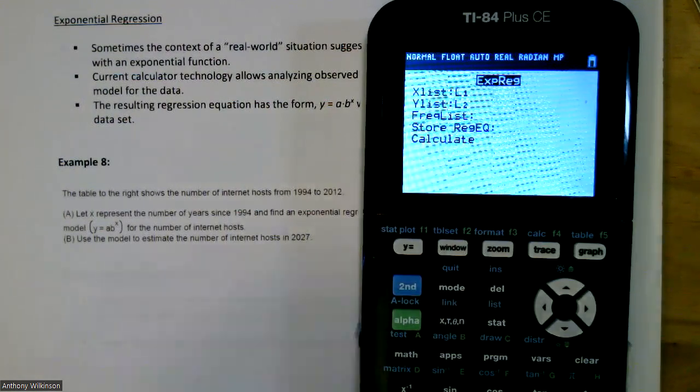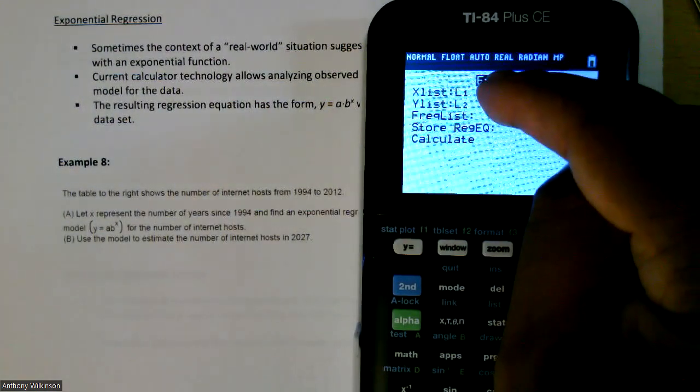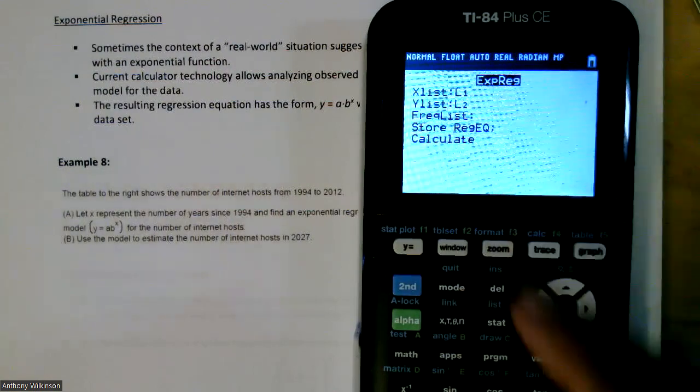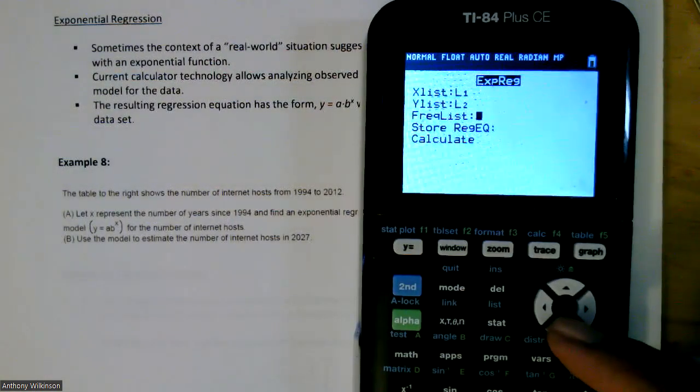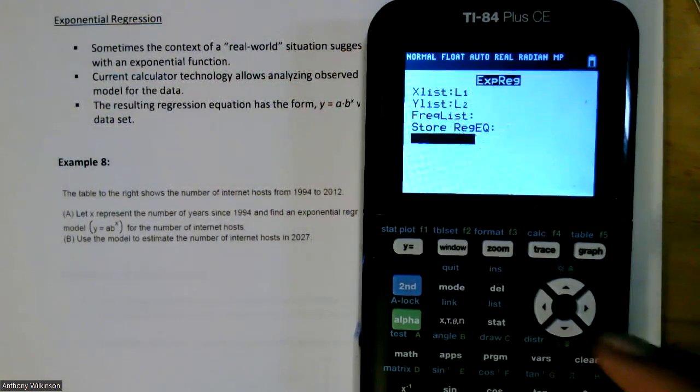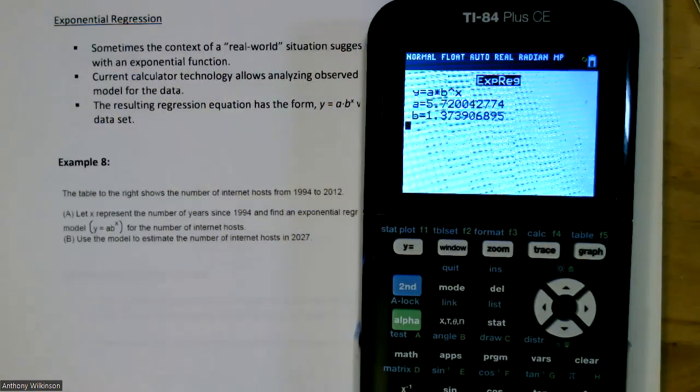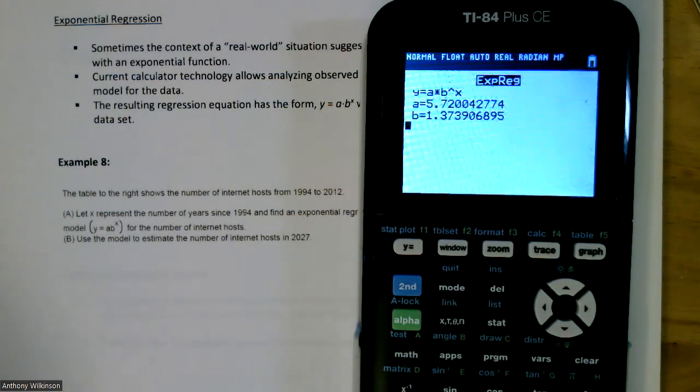Let's see, X list. My X values are going to be in L1. You should see L1 there. Y list should be L2. Okay, and then we're going to press that down arrow key to go to Calculate, and then press Enter. Now you see the exponential equation y is equal to a times b to the x. And they give you the values for a and the values of b.